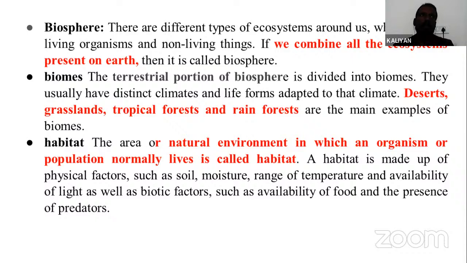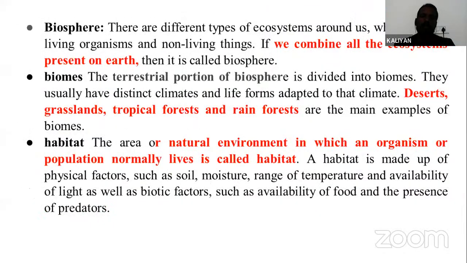And biomes means in the biosphere, a particular kind of landscape is called a biome, like desert and grassland and tropical forest or rainforest. These are the biomes. And habitat is the area or natural environment in which an organism or population lives. So in a particular area, in a desert or in a grassland, only some organisms or some other living things will be living. That is called the habitat. So these are the different kinds of terminology in the environment.